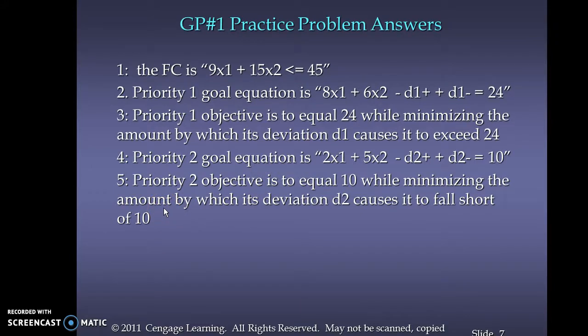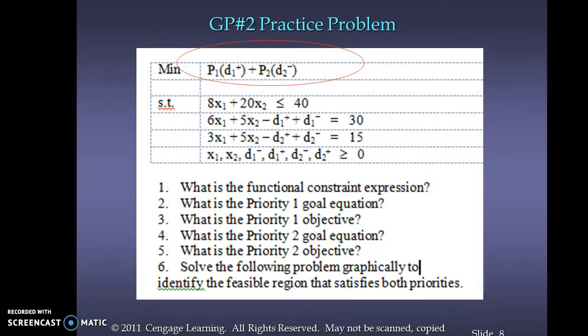And those are the types of questions that you're going to have to be able to answer for the test. You will not have to do the graphical solution because you've already done plenty of that with Chapter 2. I will give you some more examples. So let's continue to move on. Here's another example.